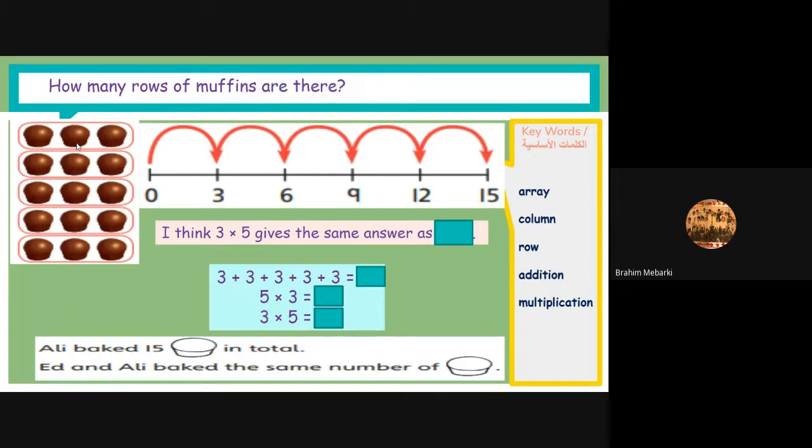we have 1, 2, 3, 4, 5 groups of 3, which is the same thing. So 3 is repeated 5 times. So 3 times 5, 15. Or I can use repeated addition, which is 3 add 3 add 3 add 3 add 3, 5 times equals 15. I can also use a number line: 0, 3, 3 more 6, 3 more 9, 3 more 12, and 3 more 15.